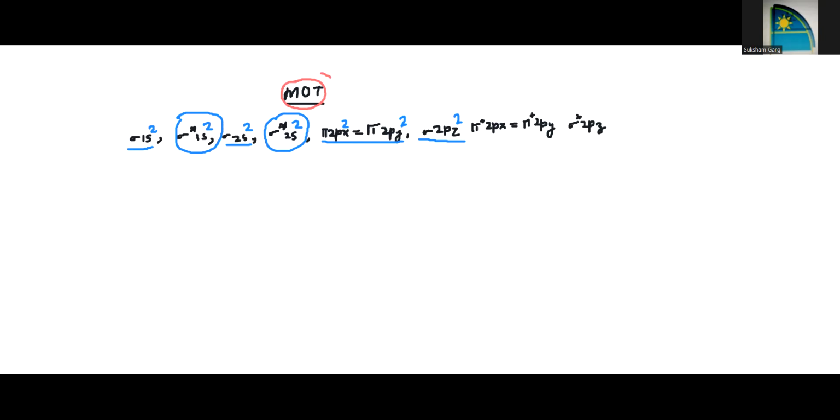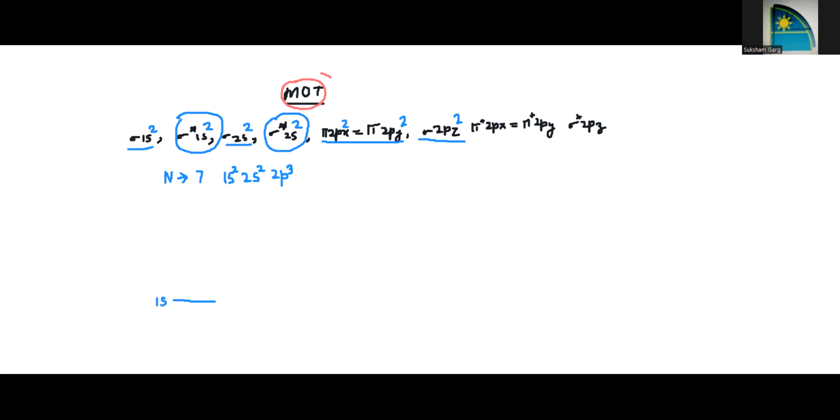I'm going to go very slow so that you guys understand the concept easily. First, we will write the electronic configuration for single nitrogen. Atomic number 7. Electronic configuration would be 1s2, 2s2, 2p3.